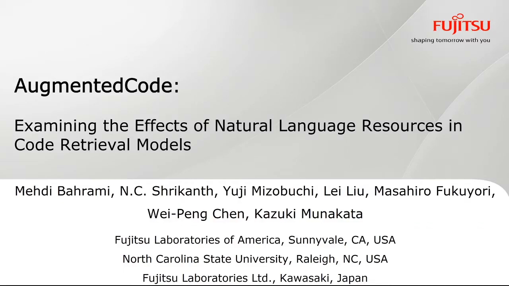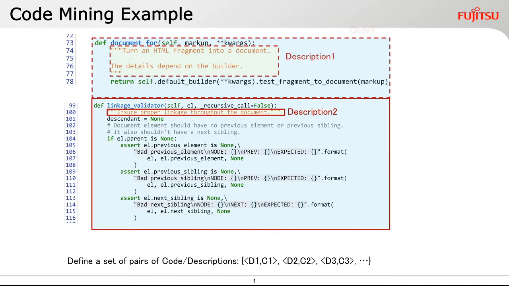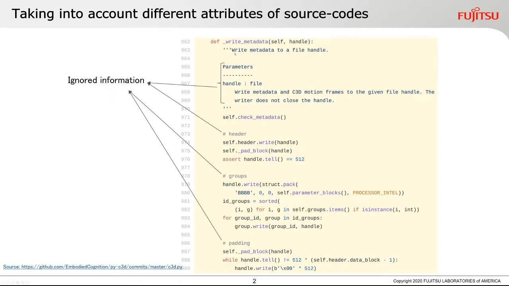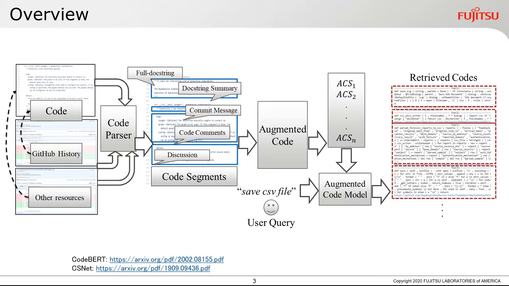I'm going to present Augmented Code. Our goal is learning from natural language description to retrieve the code, more relevant codes. The previous studies focus on the abstract of the docstring. This is an overview of our framework.